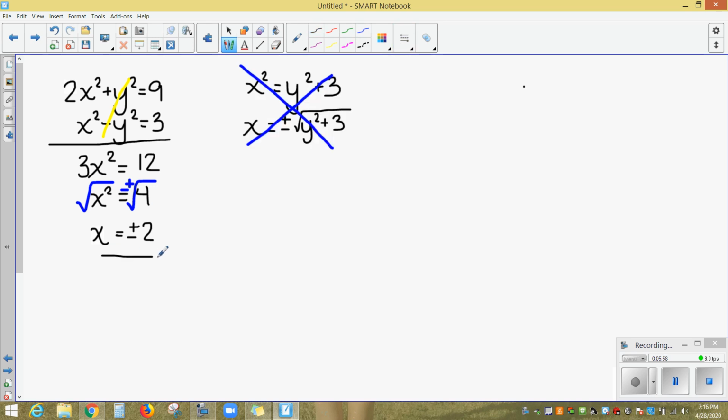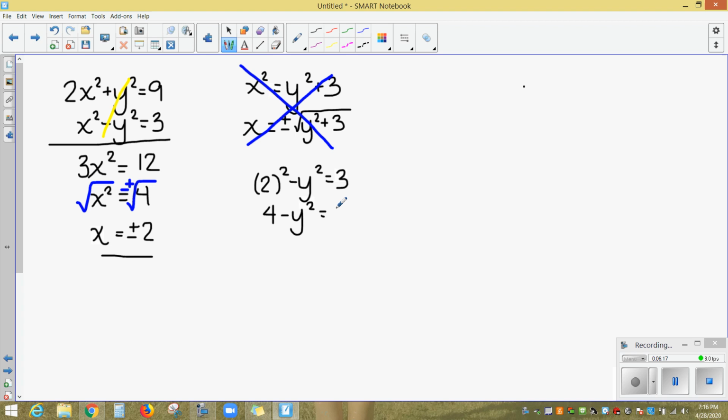So there's two possible x values. Then I'm going to come up. I like the bottom equation better than the top one. So x squared minus y squared equals 3. And I'm going to plug in the positive 2 first.